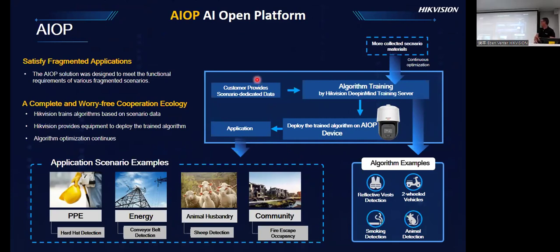Like you can see at the bottom here, PPE detection, energy, animal detection, counting sheep, stuff like that. We can do all these funny things. Examples we have here are effective waste, smoking, animals, two-wheeled. So we have the capability of developing our own AI. Very cool. So we'll train the camera on that.